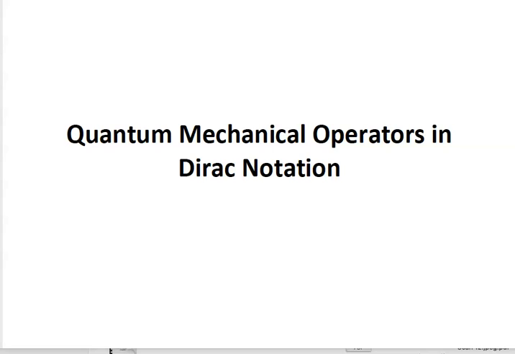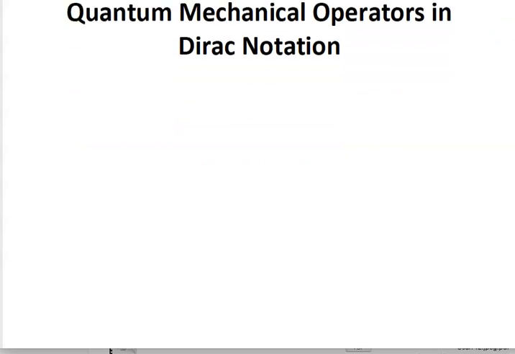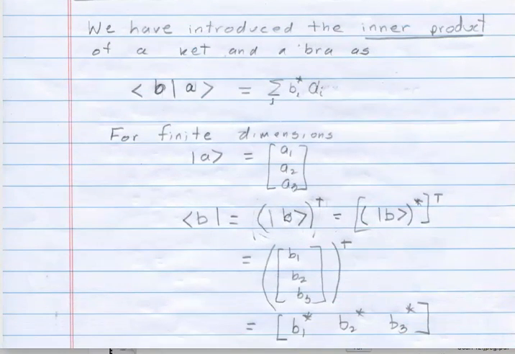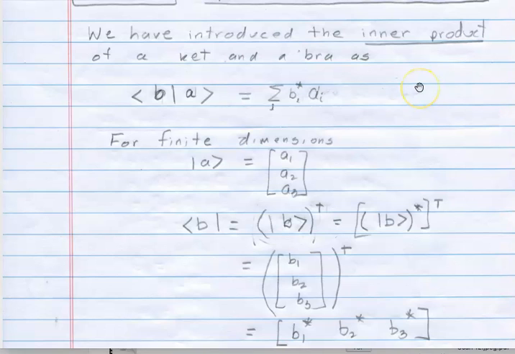In this segment, we'll take a closer look at quantum mechanical operators in Dirac notation, and they will be introduced and related to the so-called outer product of the state vectors. And we'll take a look at it. Let's review a little bit to put this in context.